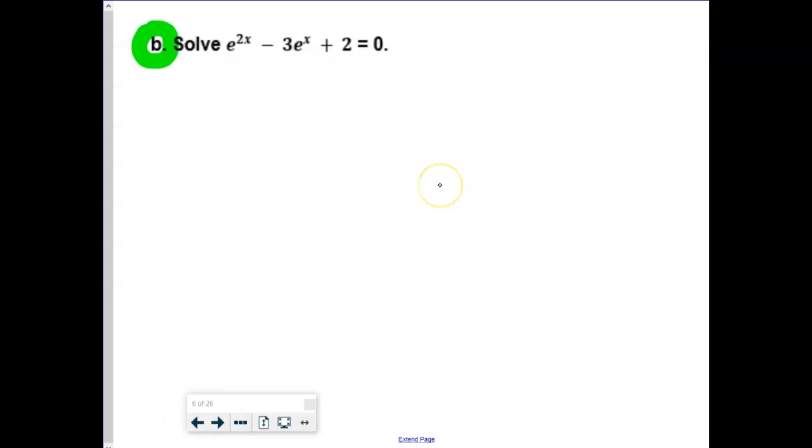So in this example, we're on worksheet 8. This is the second day of 3.4. We're going to be asked to solve this equation: e^(2x) - 3e^x + 2 = 0. Most definitely a pre-calc question. It's already done in your notes, so you're just kind of watching me go.